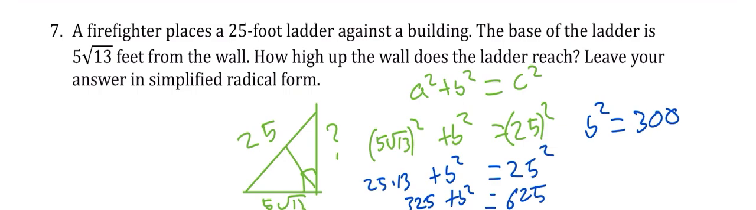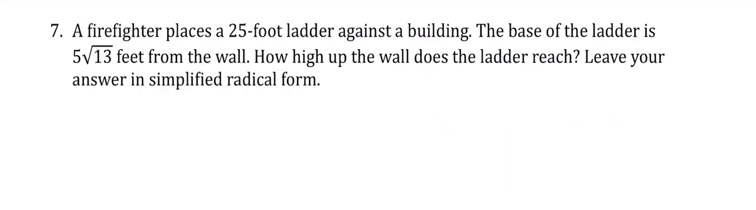Now we can take the square root of both sides to solve for b. We can say that b equals plus or minus the square root of 300. Since this is a geometry problem with a real life distance, we can ignore that negative, so we can just say b equals root 300. Okay, and they said leave your answer in simplified radical form. So we gotta reduce our radical of root 300.